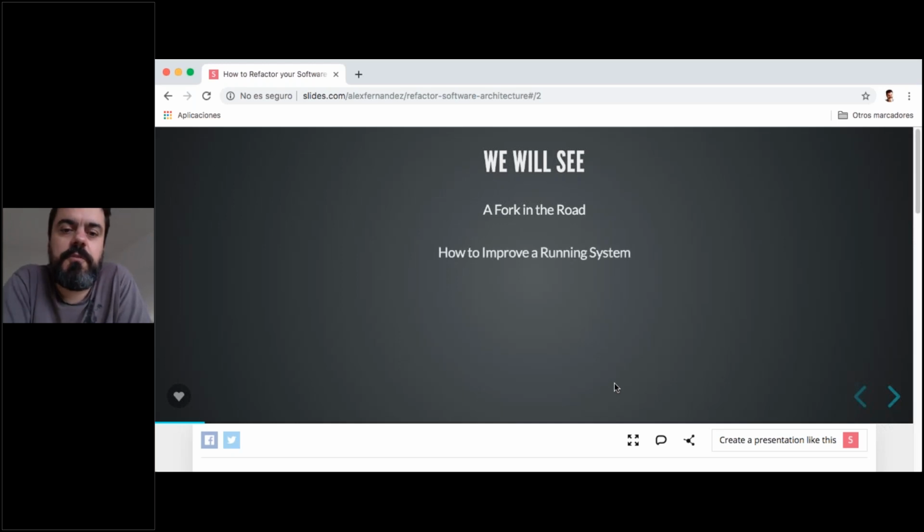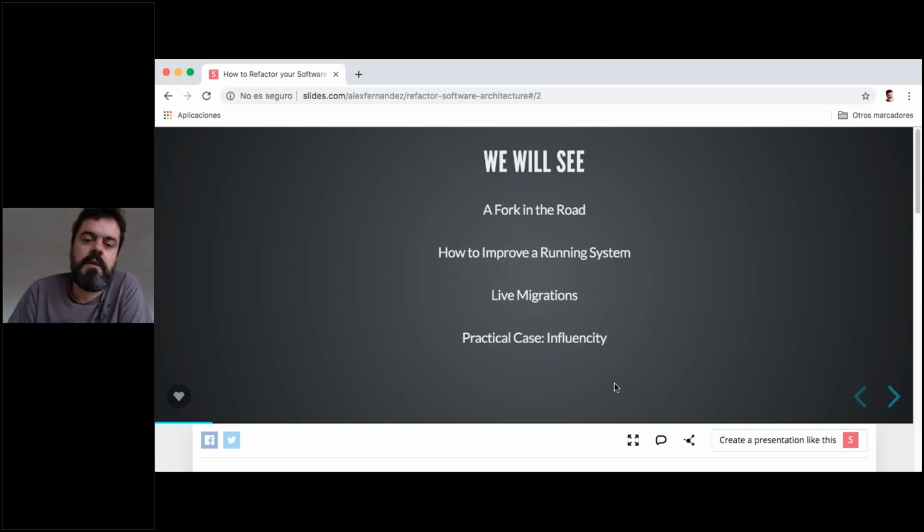Then we will see how to improve our running system while it is running, which is quite a challenge. Then how to do live migrations from one kind of system to another. And then we will see in detail a practical case, which is my current company, Influencity, and a few conclusions.